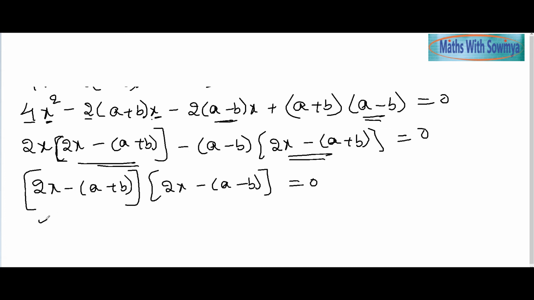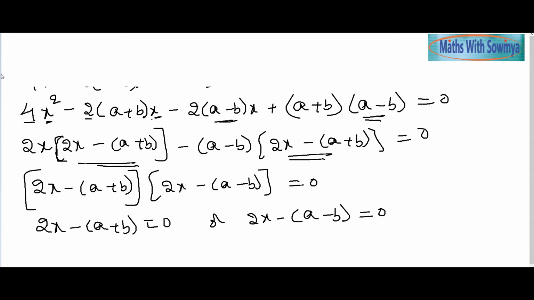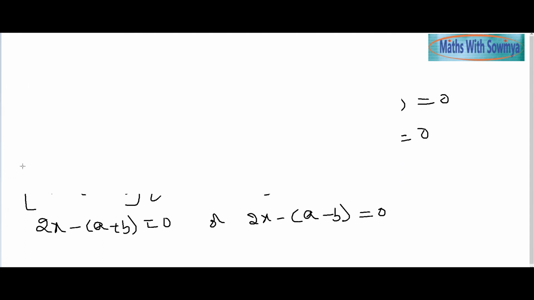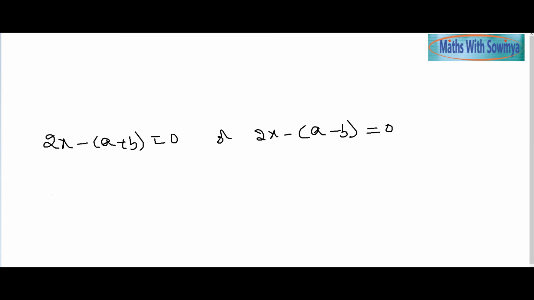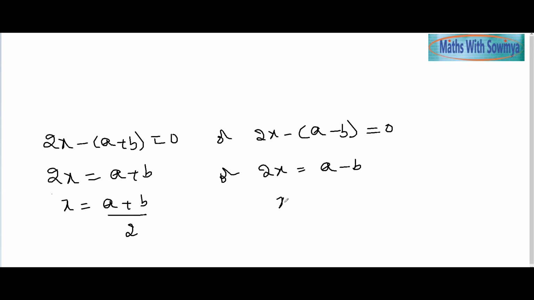So, either this or this will be 0. This will be 0 or 2x minus a minus b will be 0. So, we can find the value of x easily. 2x is equal to a plus b, so x is equal to (a plus b) by 2, or 2x is equal to a minus b, so x is (a minus b) by 2. There we get the answer.